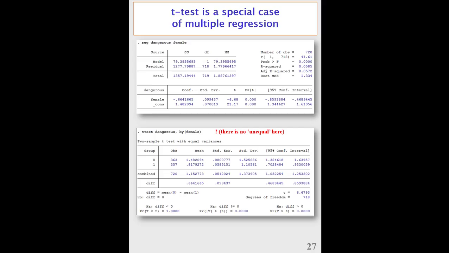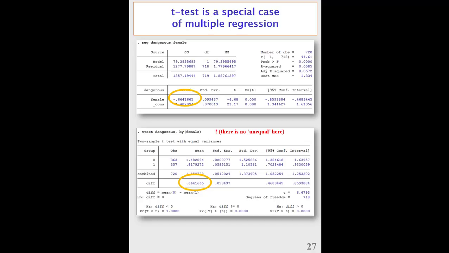Let me show you how the t-test works. The t-test is a special case of multiple regression. There, I'm regressing dangerous on female, and I got that minus 0.66 and 1.48 again. I could have done that as well using a t-test, as long as I abstract away here from the stuff that we need to test, so normality for both groups and stuff like that. If I type here t-test dangerous by female, then you'll see, I think I have that, yeah.